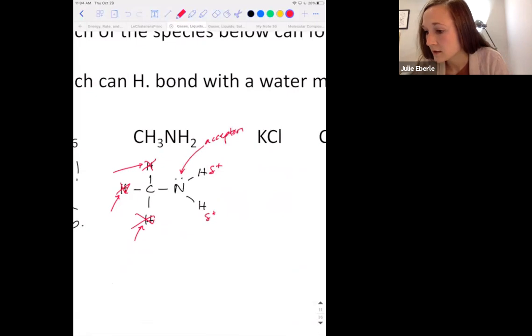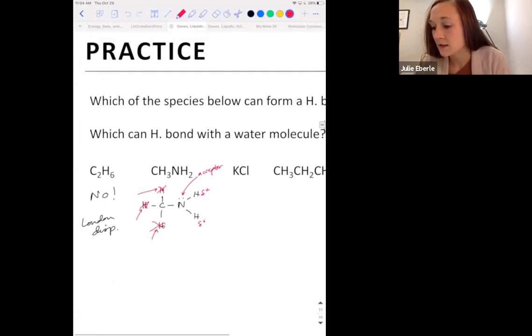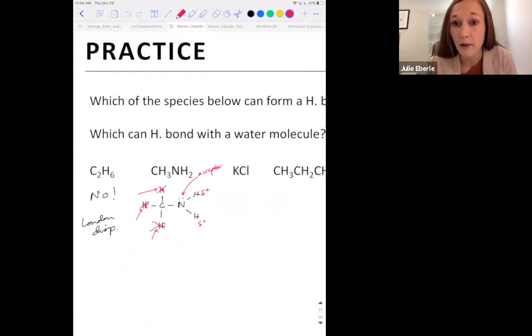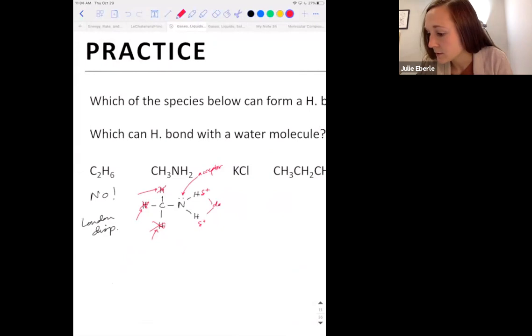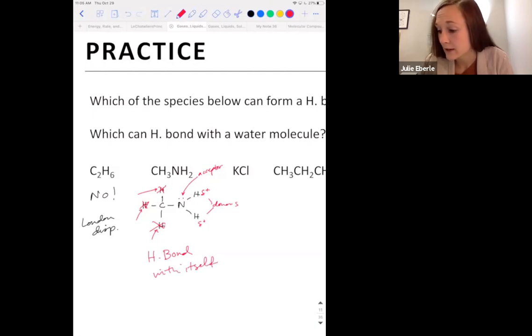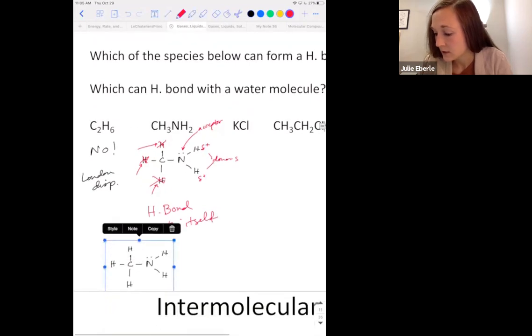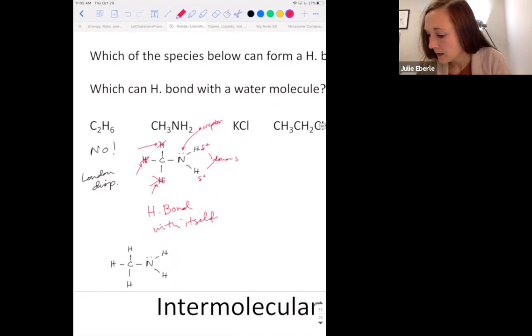So the question is, can this molecule hydrogen bond with itself? Does it have both a donor and an acceptor within the molecule? Yes, it does. These right here are donors. So this can H bond with itself. You want to see how it does that? Let's actually draw a picture of how it does that.